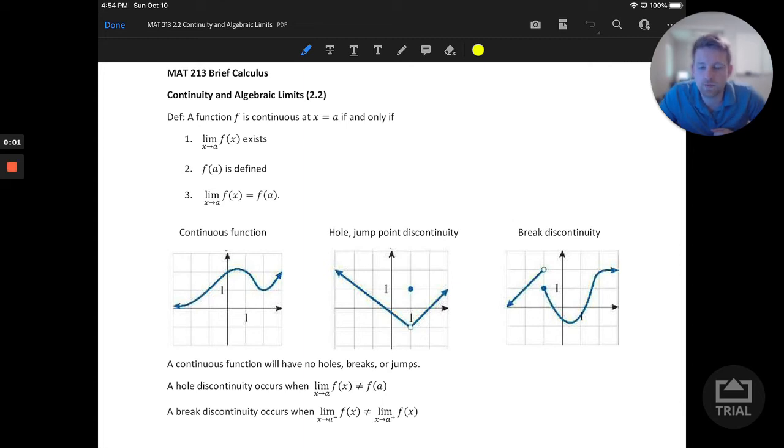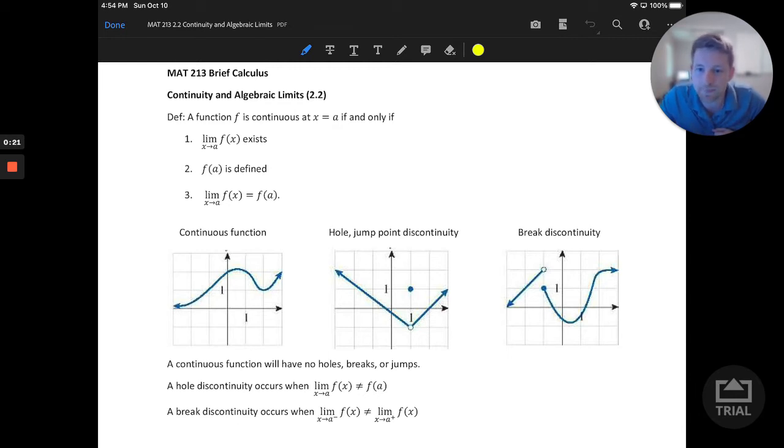Welcome. In this video, we will be taking a look at 2.2, looking at continuity and algebraic limits. This is the third lecture in the brief calculus series. So let's start with a definition of what continuous means, or what it means to be a continuous function at a point.